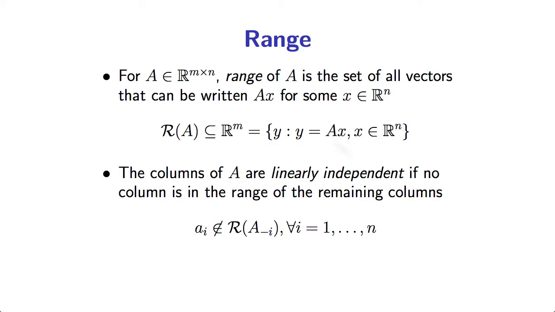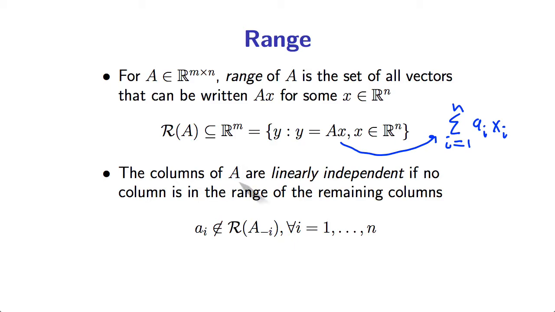So remember that this product here can also be written as the sum from i equals 1 to n of a_i, the ith column of A, times x_i. So this is really the set of all vectors that can be written as a linear combination of the columns of A.